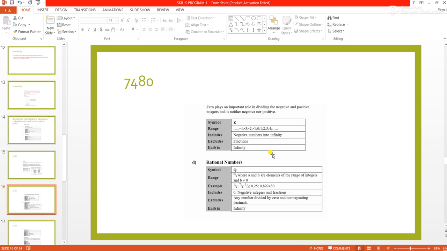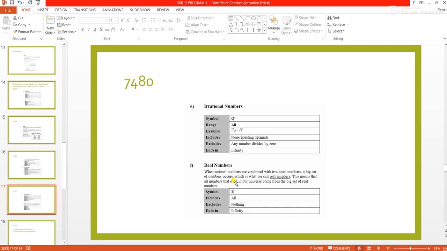Rational numbers include 0, negative integers, and fractions. So we know fractions. What are fractions? From an example that is provided here, these are fractions that are provided. So this is just a symbolization of what a rational number is, and it ends in infinity as well. So it includes any number divided by 0 or non-repeating decimals. Moving on to the next slide.